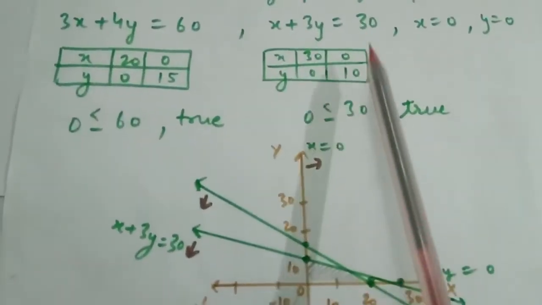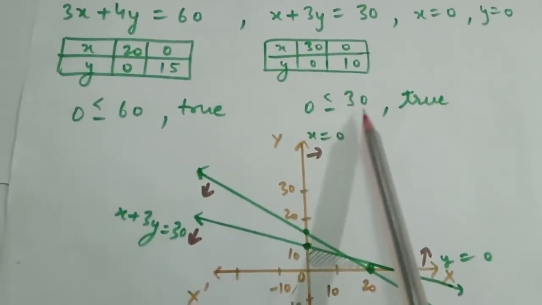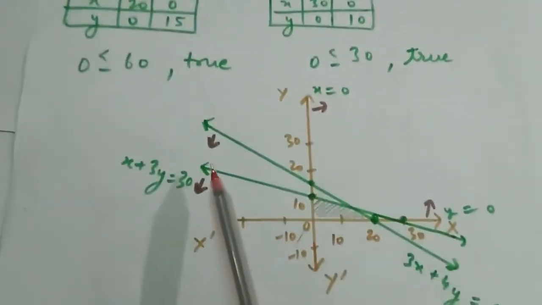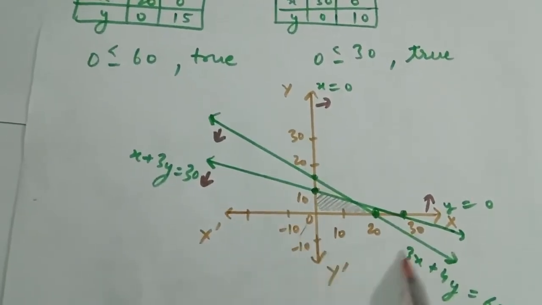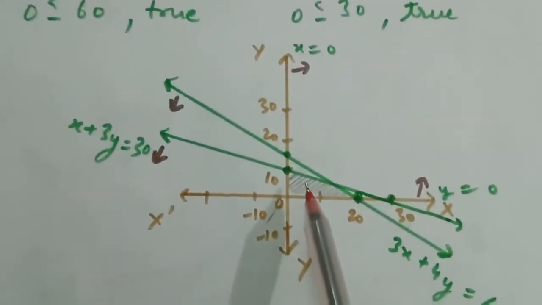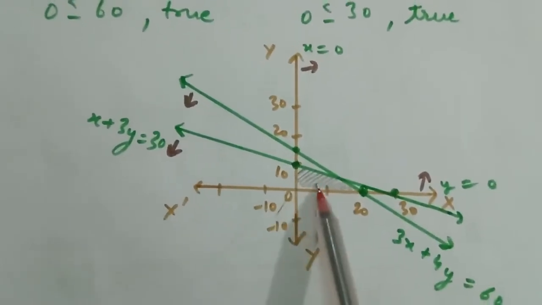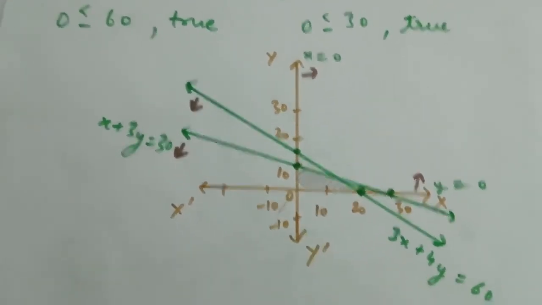Now for the second inequality, the origin test is true. Therefore, for this line also the solution will lie towards the origin. So you will find out that the common solution will be this portion, right?